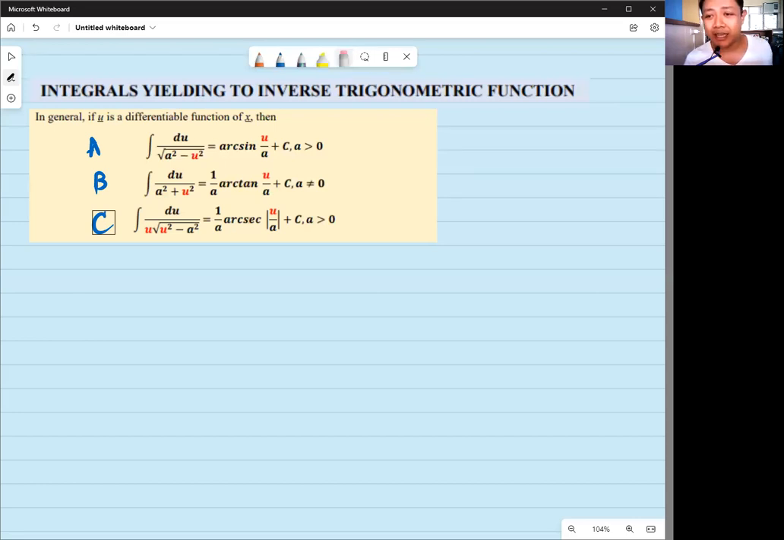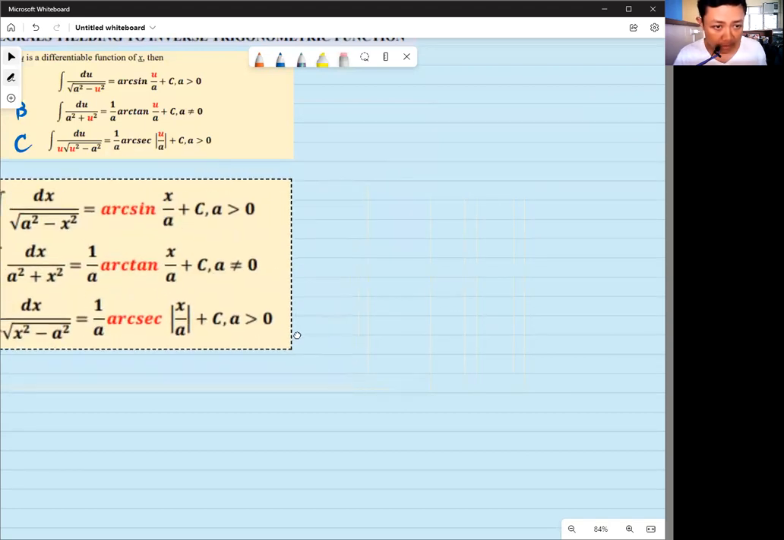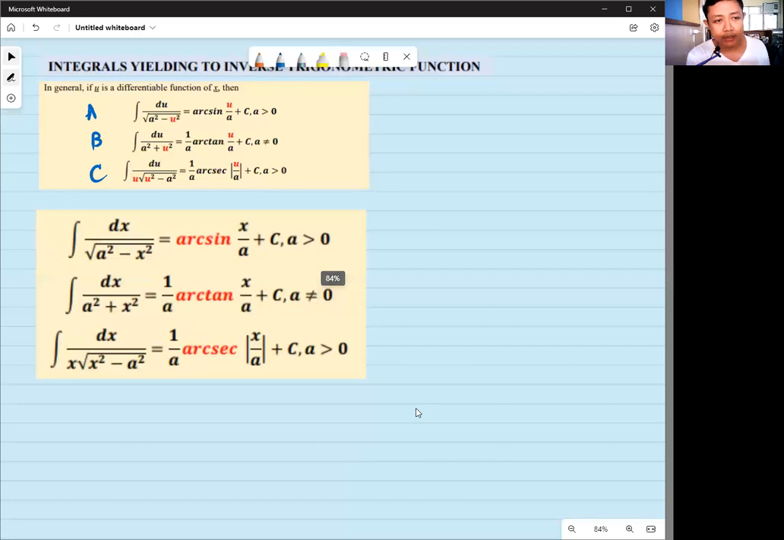Okay. So since your classmate is now so excited, what about if same lang po ba yung dx and du po? Yes, actually, dx and du are just the same. The du is in general format and the dx is already in the x format, the function format. Let me just show it with you so that you will see that they are just the same. This is what your classmate is asking. Sir, pareho lang po ba yung dx sa du? Actually, this is the original given, or the original formula for the integrals yielding to inverse trigonometric functions.